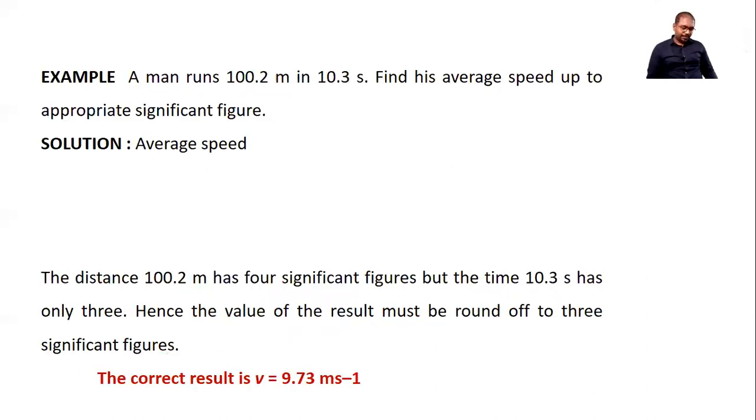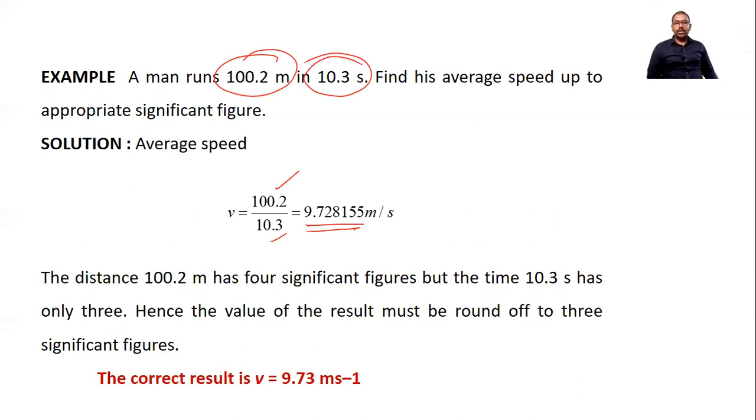Now let's see one example. A man runs 102 meters in 10.3 seconds. Find the average speed up to the appropriate significant figures. You know that average speed is distance divided by time. So let's see the calculation. Speed is distance by time, and the final answer comes out as 9.728154. We have to write it up to the appropriate significant figures.